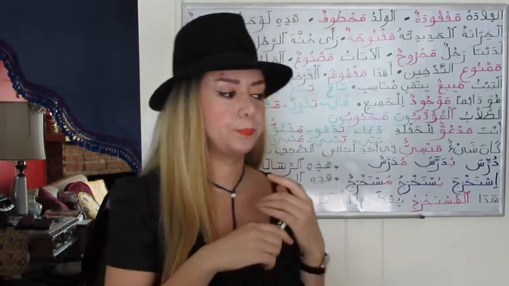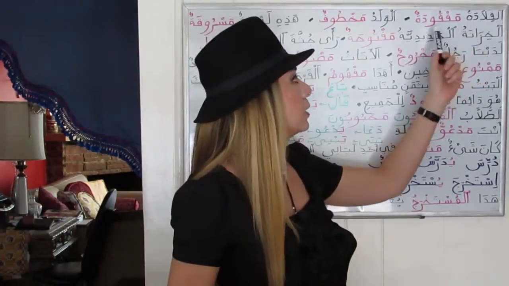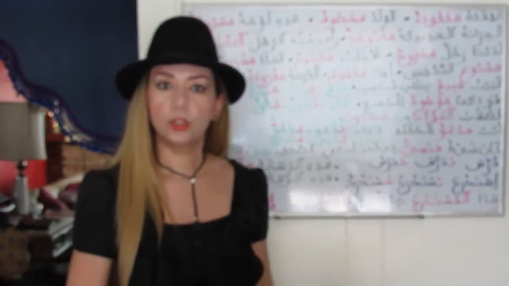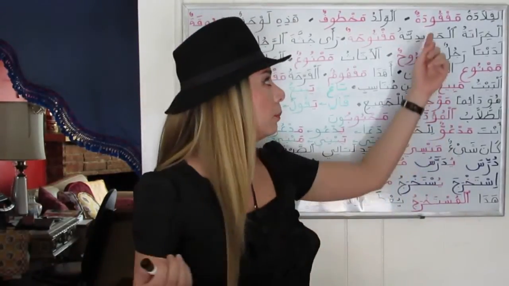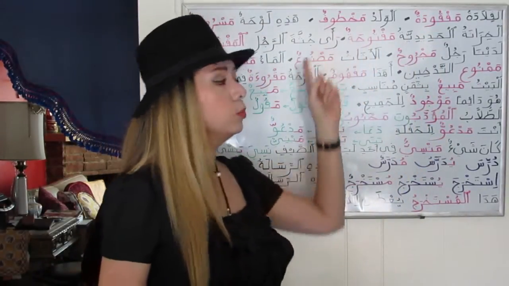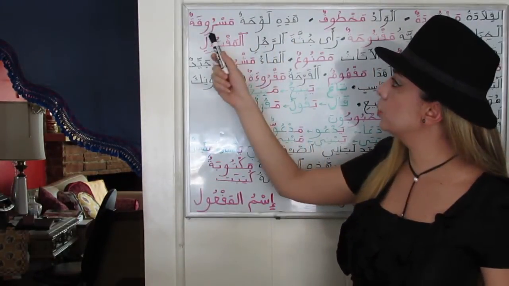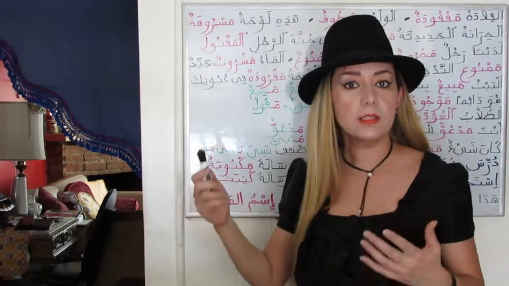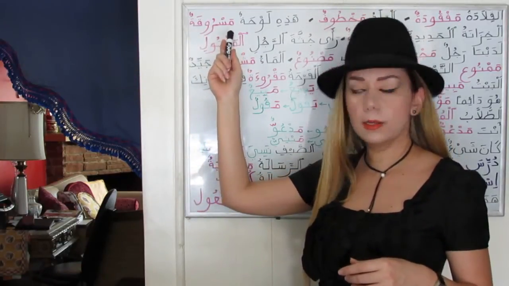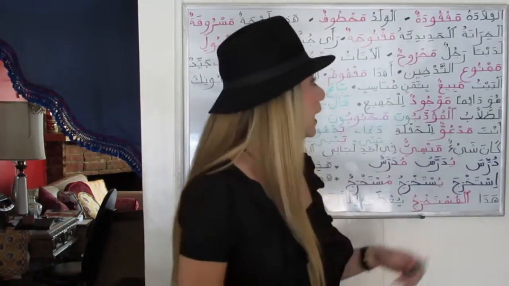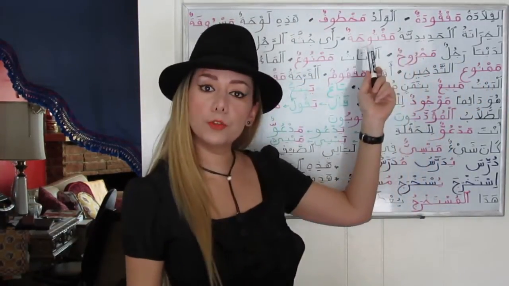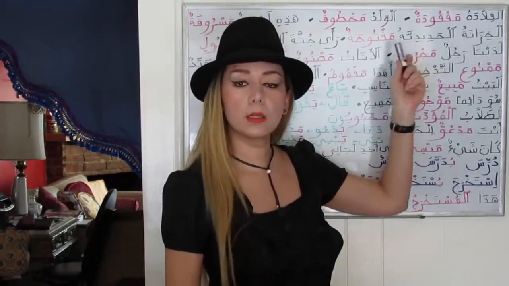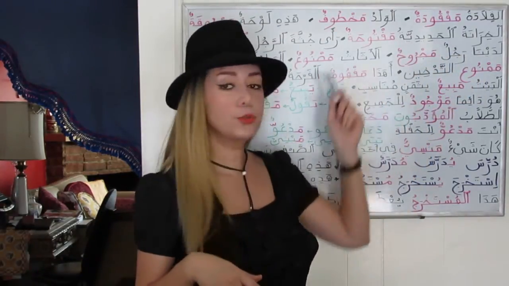Here are the complaints received. Let's analyze them. Ready? القلادة مفقودة. The necklace is missing. الولد مخطوف. The boy is kidnapped. هذه لوحة مسروقة. This is a stolen painting. الخزانة الحديدية مفتوحة. The safe box is open.